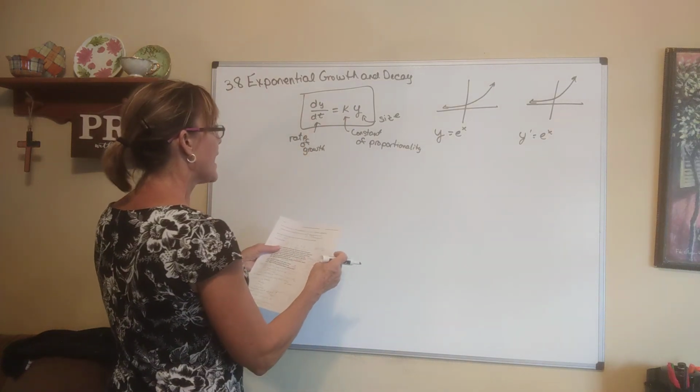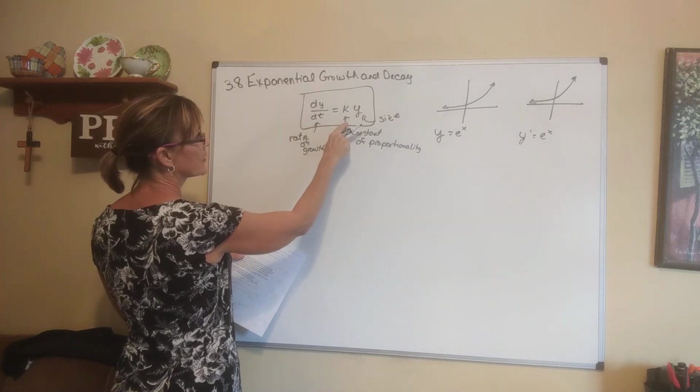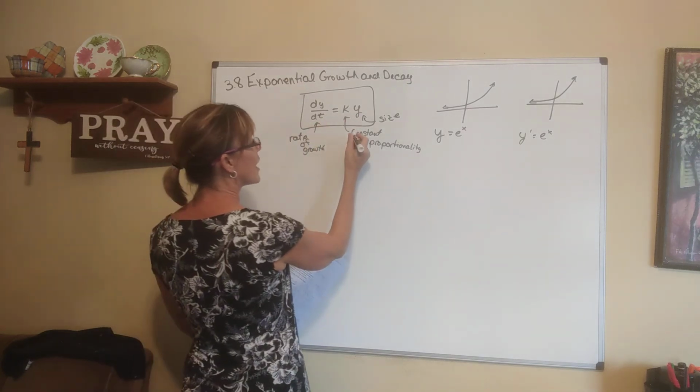So we could solve here for k. We could take this statement and solve for k. And if we did, we could divide both sides by y.